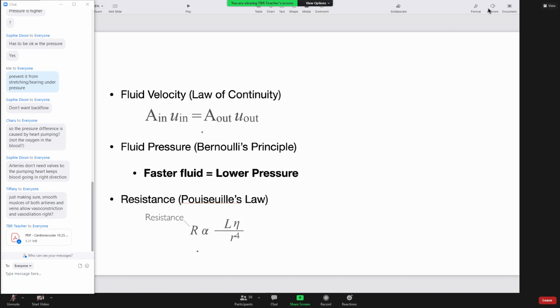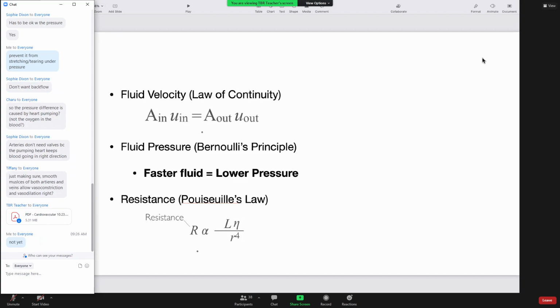Have you guys done the fluid dynamics lecture yet? Not yet. Okay. The law of continuity itself is very straightforward, and I'm definitely not a physics person. So the way I thought about Bernoulli's principle, which you'll go into in more depth later, and the way I thought of Poiseuille's law are actually shown here. These are both extremely simplified, but I found that it helps with blood flow and with physics in general. So let's go through each of these.